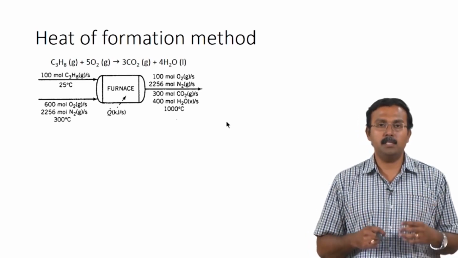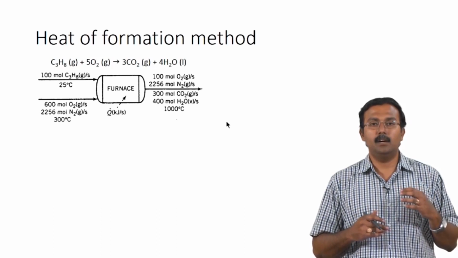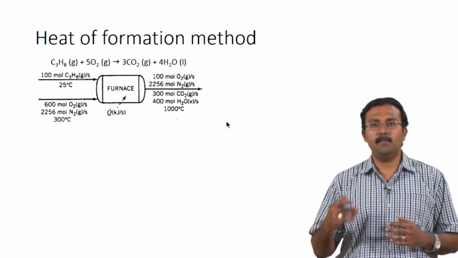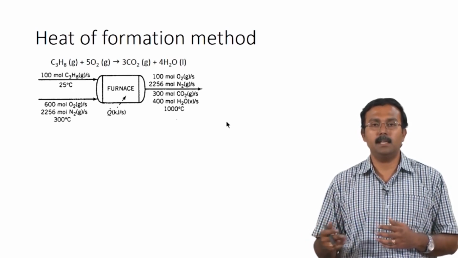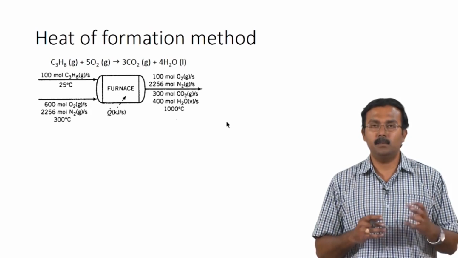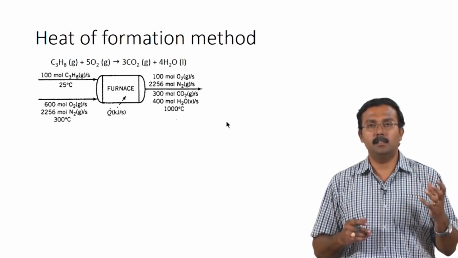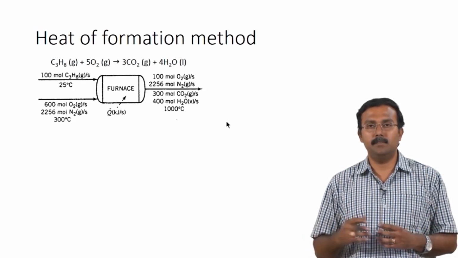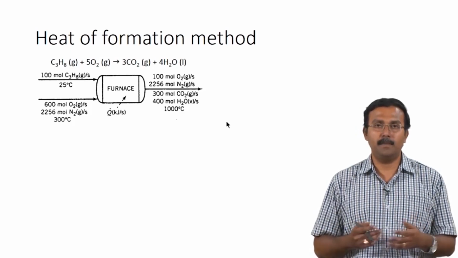In the process we have propane gas entering at 25 degrees Celsius, and oxygen and nitrogen entering at 300 degrees Celsius. You have an exit gas which contains unreacted oxygen, 100 moles per second, and nitrogen which is just coming in and going out as inert gas, and you have 300 moles of carbon dioxide and 400 moles of water leaving the system. For this particular system we had used the heat of formation method.